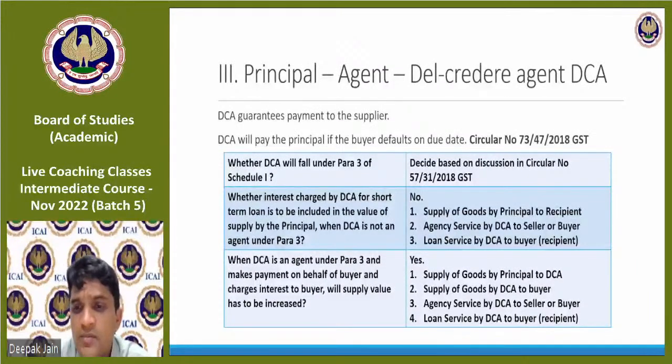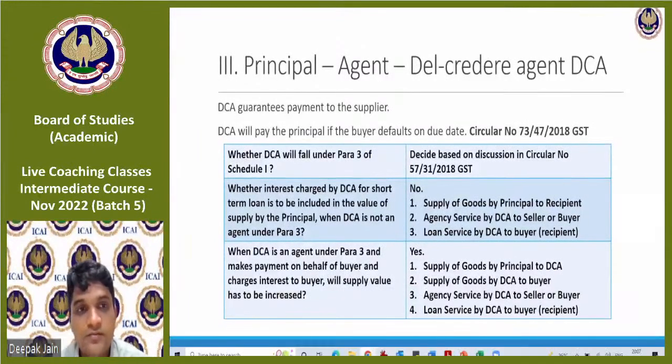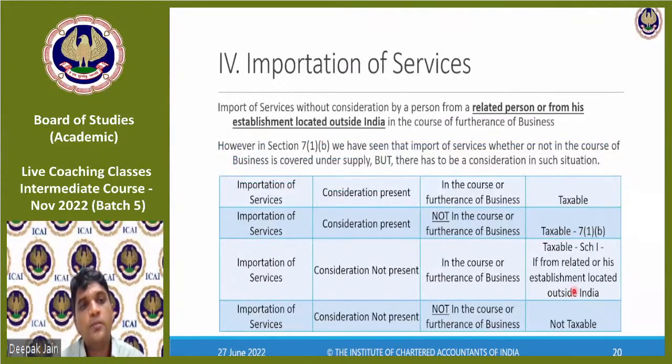Can a credit card company be stated as an example of a del credere agent? Not exactly, because they are into this activity of providing credit services. So a credit card company cannot be called a del credere agent. Clear, Bharat, on del credere agent, what I've said to you? Good.